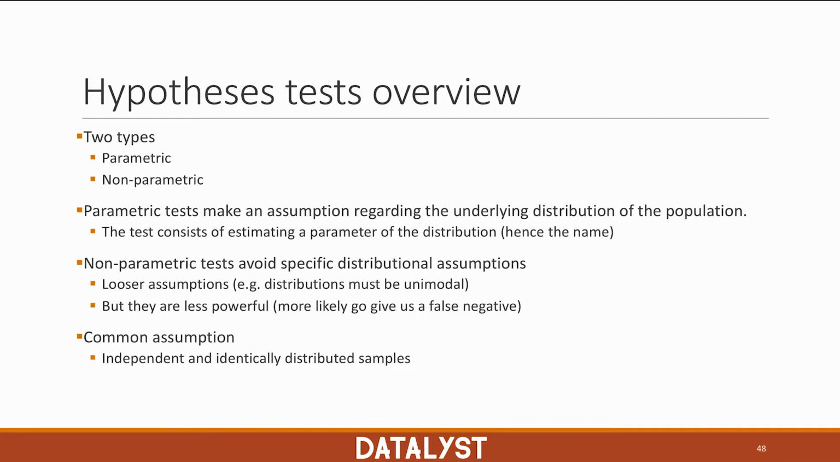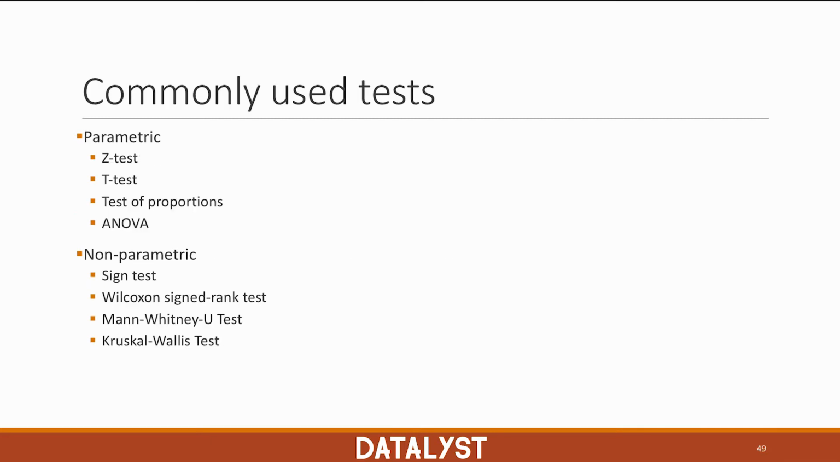This also means that some parts of the population will not be overrepresented. So if, for example, you are in a country where 50% of the population are male and 50% female, this should be represented in your sample as well. So here is a list of the most commonly used tests in practice. I've broken this down for you into parametric and non-parametric tests.